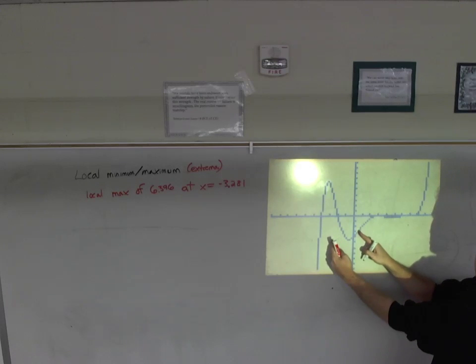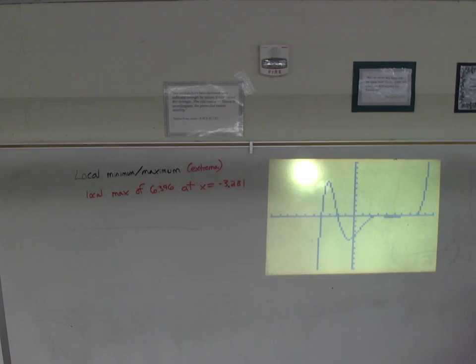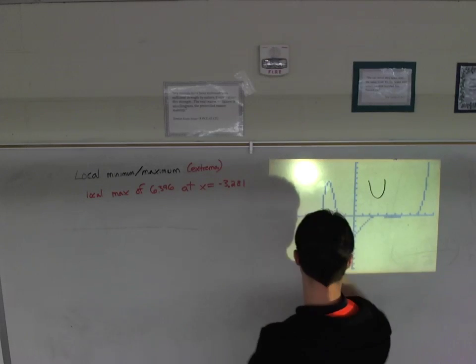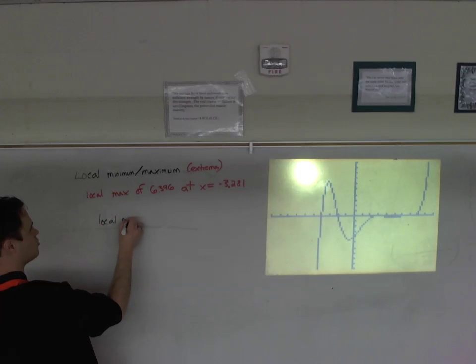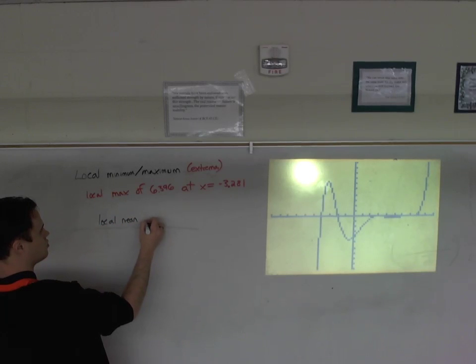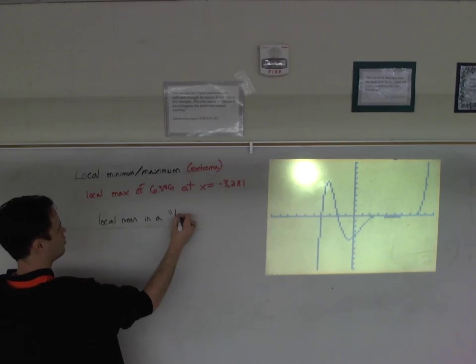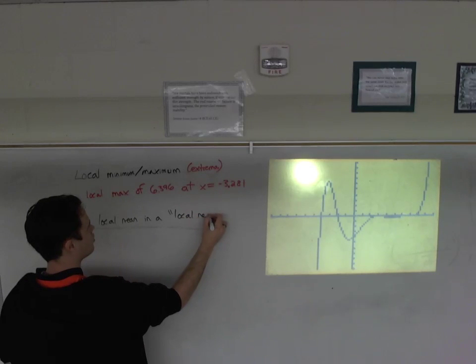Does that make sense? In between the 2 zeros? Yeah, you could maybe say in between the 2 zeros. Is that always true, Katie? Well, what if we were to shift it down like maybe 10? What if it was up here though? Would it be between 2 zeros? No. Good idea though. That's a good idea. Okay, so local means in a local neighborhood.